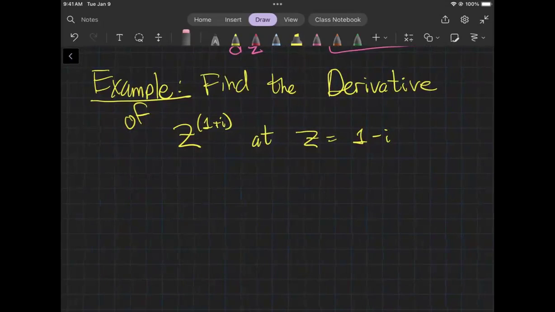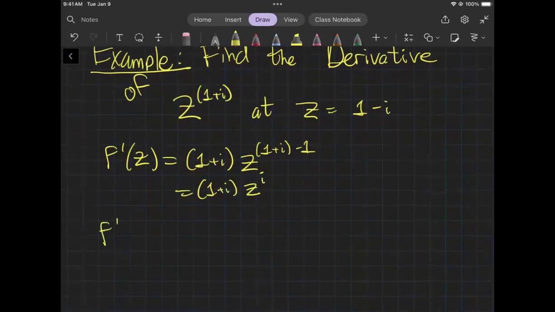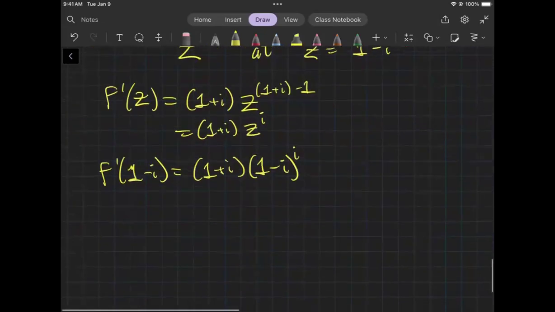Okay, so I assumed you looked at this example. Let's compute the derivative. F prime of z equals 1 plus I times z to the 1 plus I minus 1, right? And so this equals 1 plus I times z to the I power. And so at 1 minus I, the derivative is equal to 1 plus I times 1 minus I raised to the I power, right?